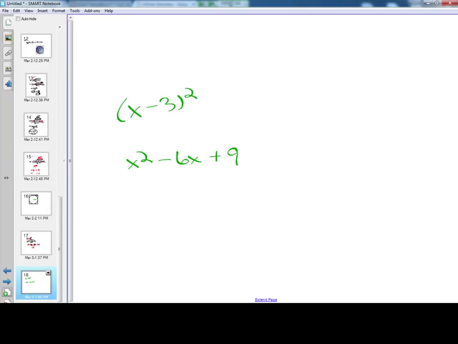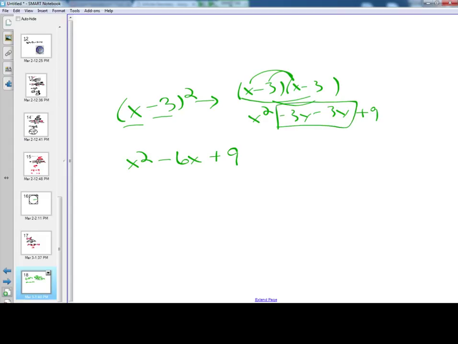Any questions from anyone? Okay, the middle part is simply this times this twice. So negative 3 times x is negative 3x, and if I double it, I get negative 6x. Now I can show you the long way, which would be (x − 3)(x − 3). x times x is x². Here's a negative 3x, there's a negative 3x, and there's my positive 9. And there's the middle part one more time. 3x happens twice. You see that? Okay, anyone have questions on that?